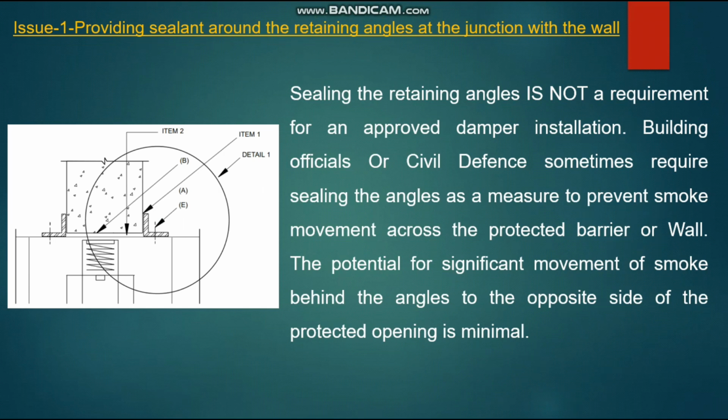The first issue we are going to see here is providing sealant around the retaining angles at the junction with the wall. I mean this place. This is the retaining angle. Sometimes we can see fire sealant which has been provided at the retaining angle junction. The issue here is that sealing the retaining angle is not a requirement for an approved damper installation. Building officials or civil defense sometimes require sealing the angles as a measure to prevent smoke movement across the protected barrier or wall. The potential for significant movement of smoke behind the angle to the opposite side of the protected opening is minimal.